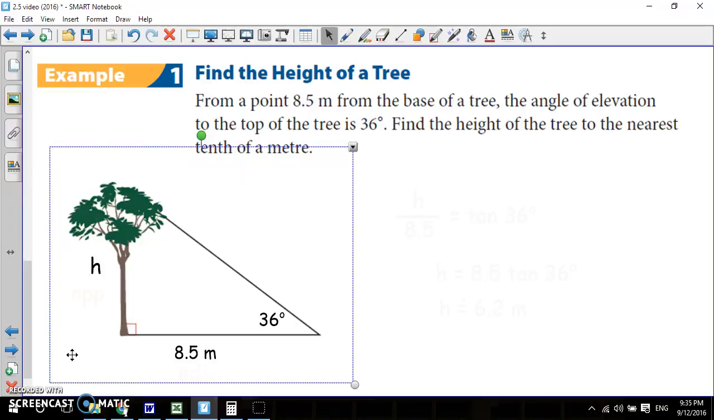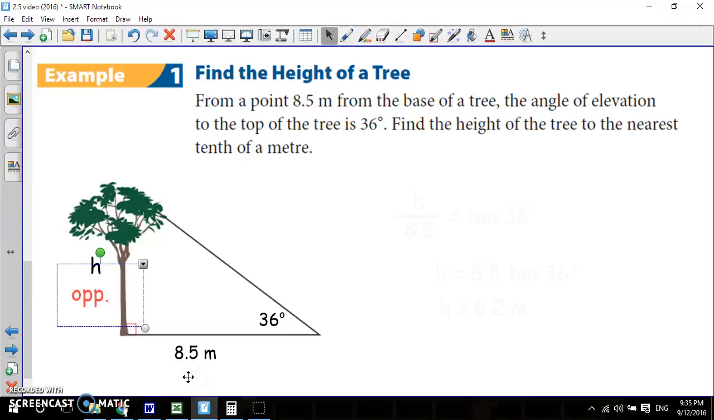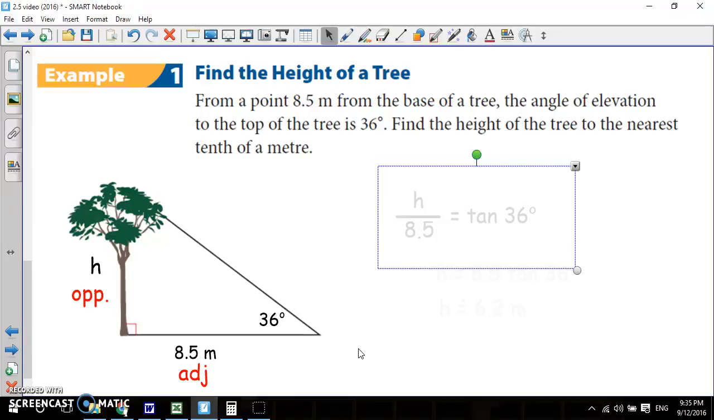So you can see we are looking at a right triangle with an angle 36 degrees, which means that the height of the tree is the opposite side and the distance 8.5 meters is the adjacent side. So if I see opposite and adjacent, which one of SOHCAHTOA, the primary trig ratios, does this remind you of? Did you come up with tangent 36 degrees equals to height over 8.5?